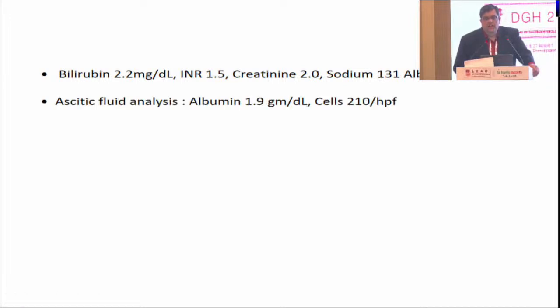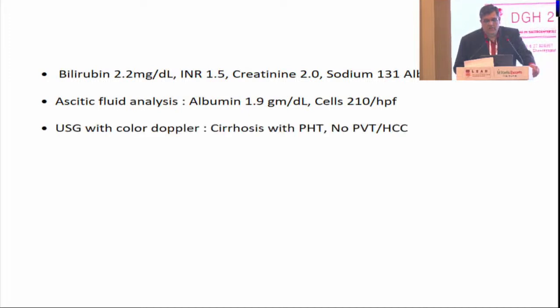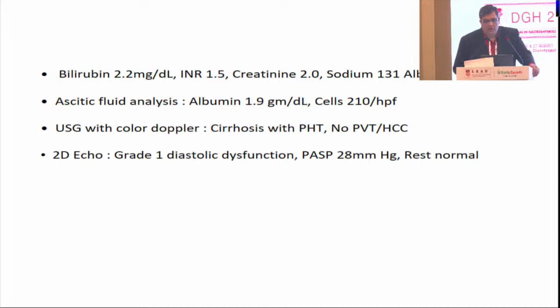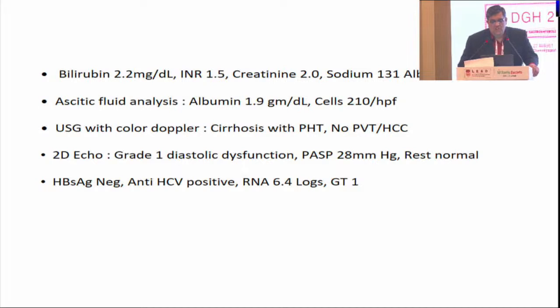An ascitic fluid analysis is done which shows albumin of 1.9 grams, cell count of 210. Ultrasound with Doppler shows no portal vein thrombosis, no HCC, there is portal hypertension and cirrhosis. 2D echo shows grade 1 diastolic dysfunction, pulmonary arterial systolic pressure of 28, other things are normal. He is HBsAg negative, anti-HCV positive, the RNA is 6.4 logs, genotype 1.